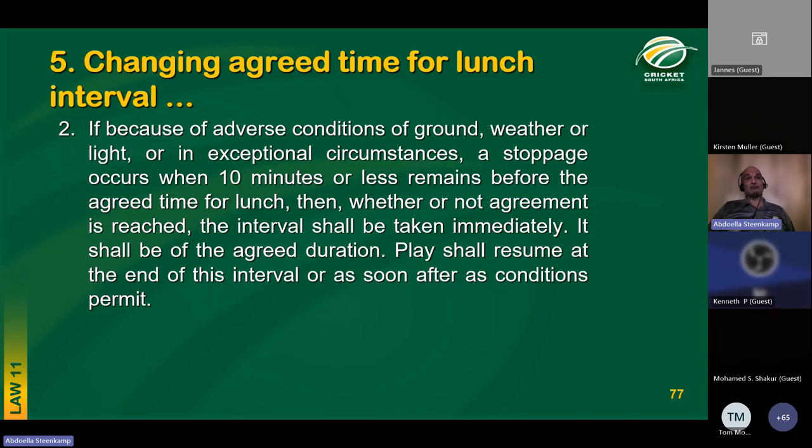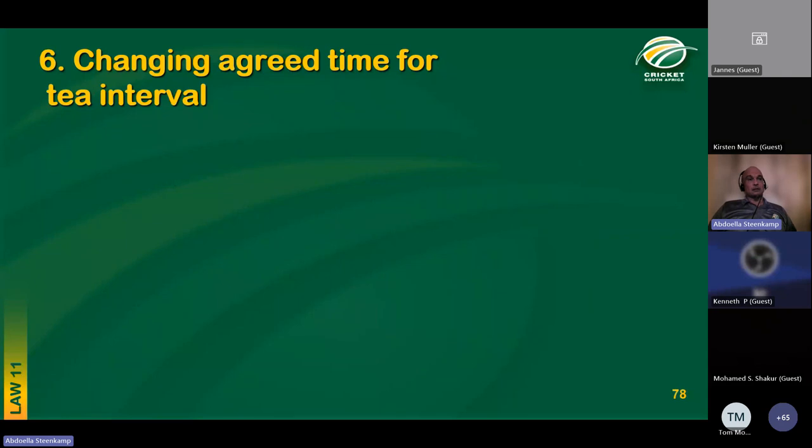So if we took lunch at 11:50, when will we restart? We will restart at 12:30, weather conditions permitting. If it's still raining at 12:30, obviously we can't restart. But if it stopped during the lunch interval, we will then restart at 12:30 in my example. So those were two instances where you can change your agreed time for your lunch interval. When the innings ends 10 minutes or less, you take lunch immediately. When it rains 10 minutes or less, you take lunch immediately.